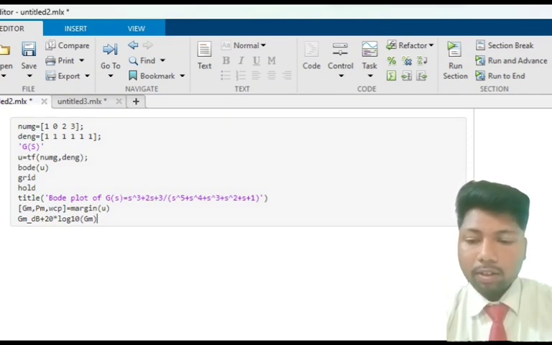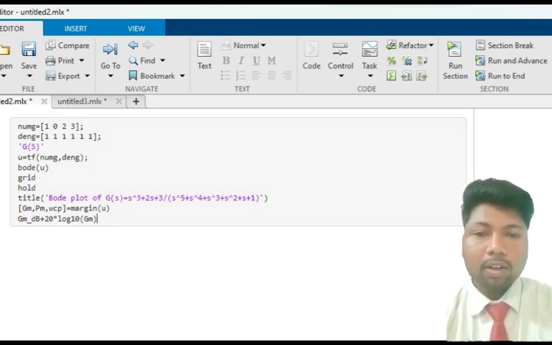In this slide, the numerator value is given in brackets as [1 0 2 3]. Next is the denominator, den equals [6 6 6]. Next, G(s) means gain of s. Then u equals tf, where tf means transfer function, in brackets numerator comma denominator. Next line, bode of u.